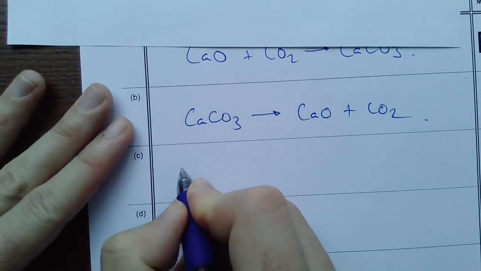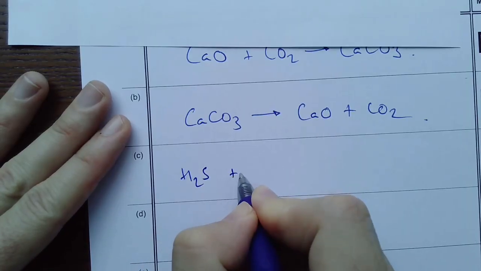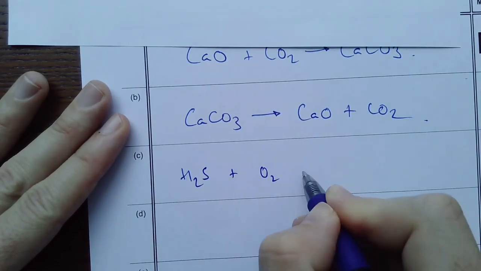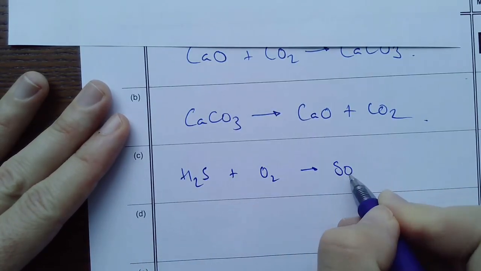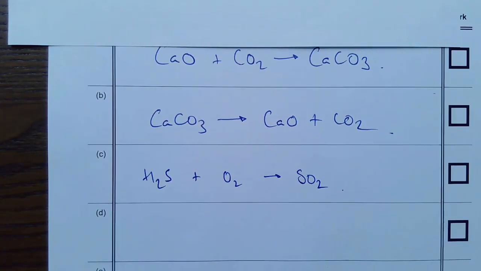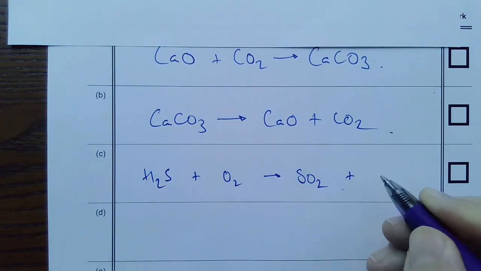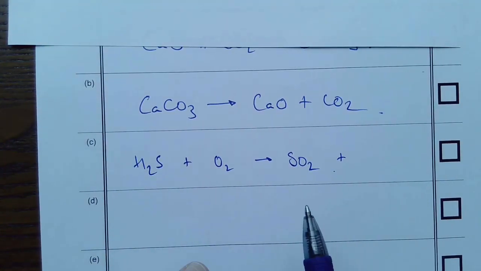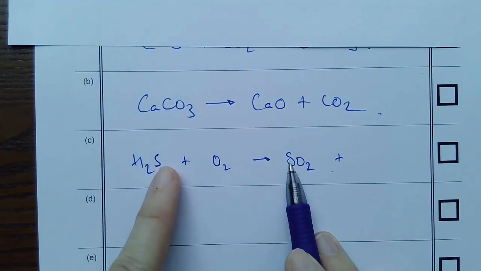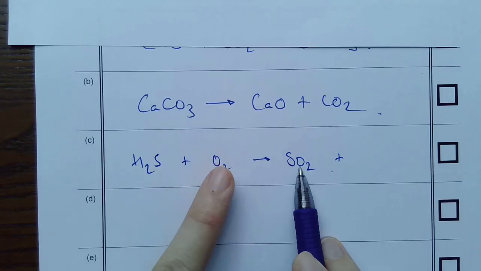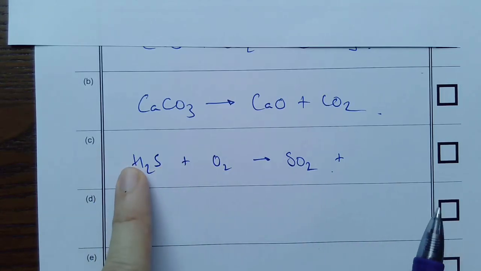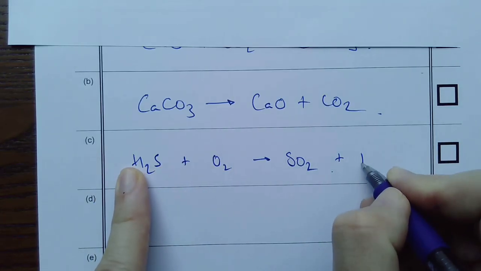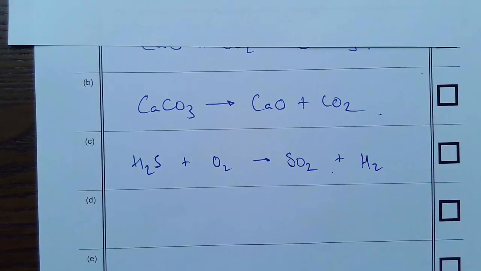So we have H2S, combustion gives me O2, gives me sulfur dioxide, SO2. Now obviously there has to be another product with hydrogen in. And I think that most students here will look and they'll go, well, I've got one sulfur here, I've got two oxygens here, two oxygens here, and I've got two hydrogens left over. So most students are going to write down H2.